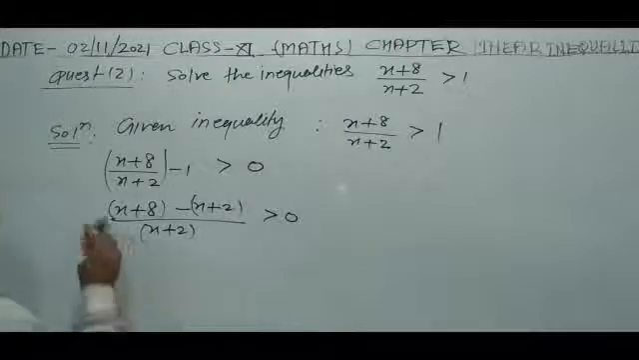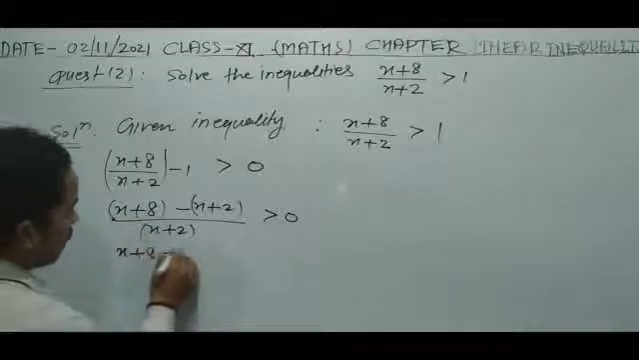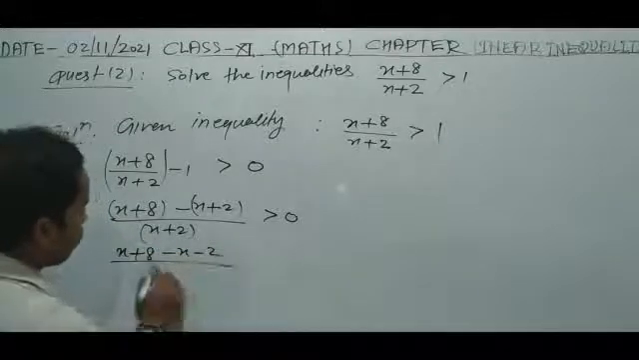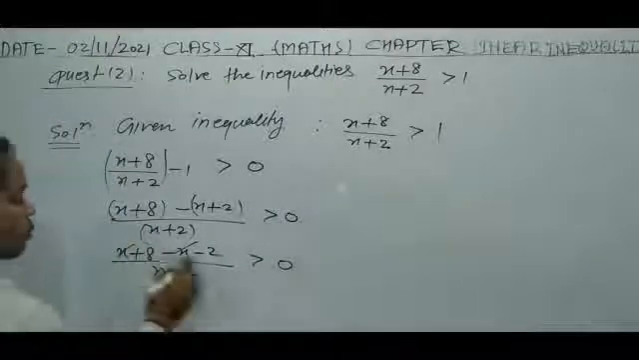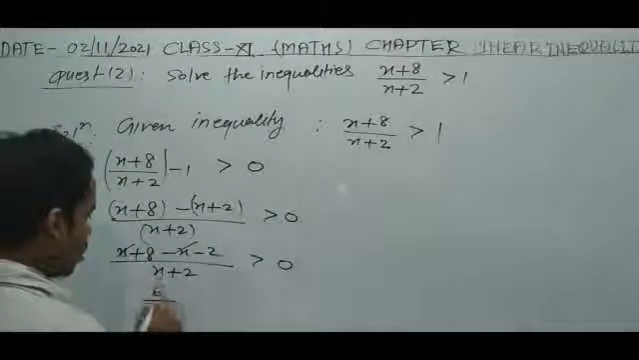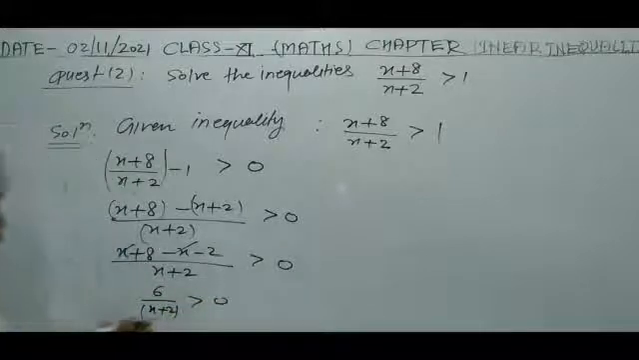Now after solving, you can get the result, x minus x will cancel out. So x plus 8 minus x minus 2 whole upon x plus 2 is greater than 0. X minus x is canceled out, so 6 will be the result here. So 6 upon x plus 2 is greater than 0. This is the expression after solving.